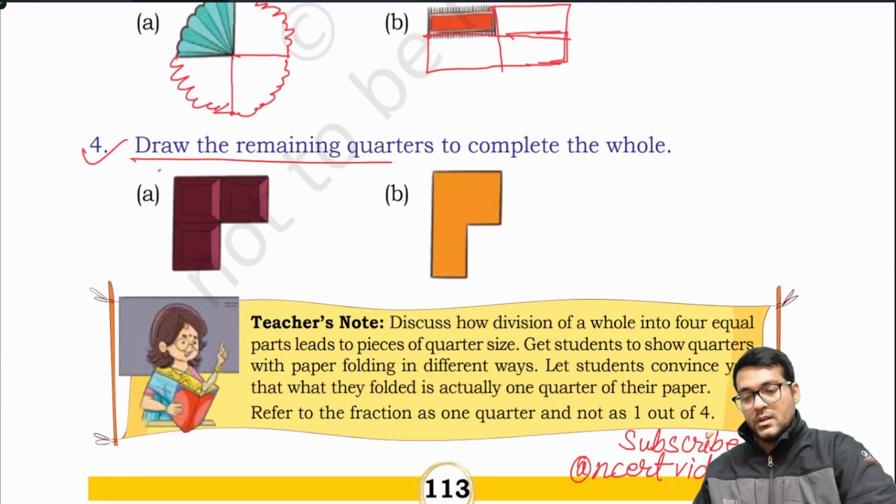4. Draw the remaining quarters to complete the whole. Here are 3 quarters and you can draw the fourth one to complete the whole like this.